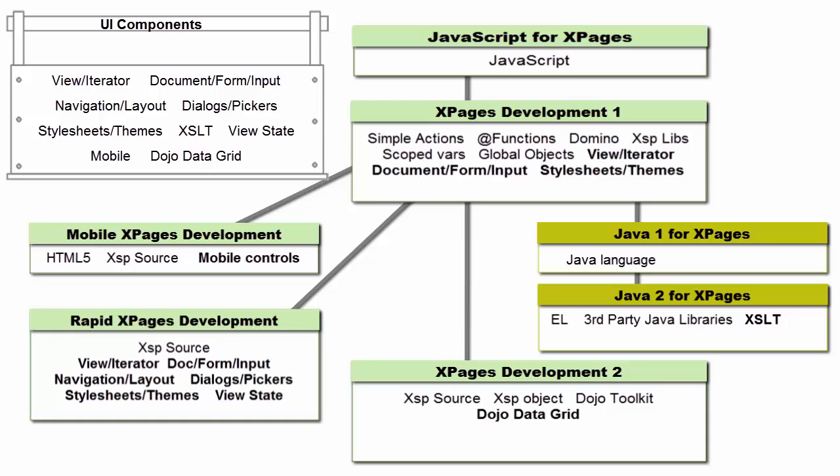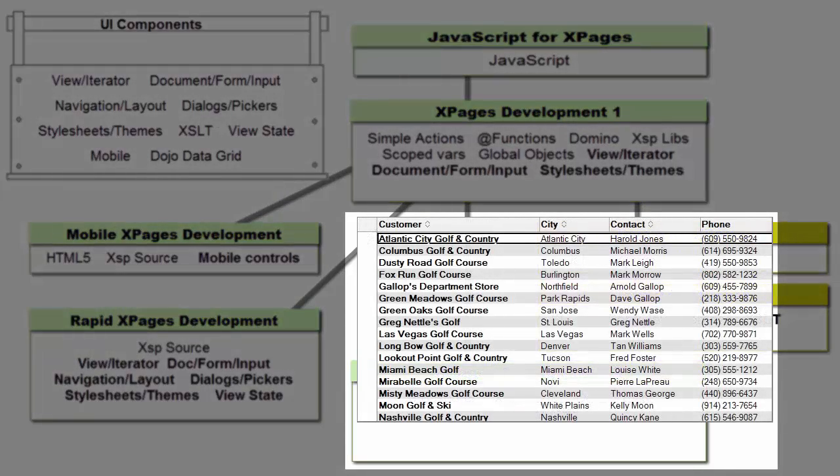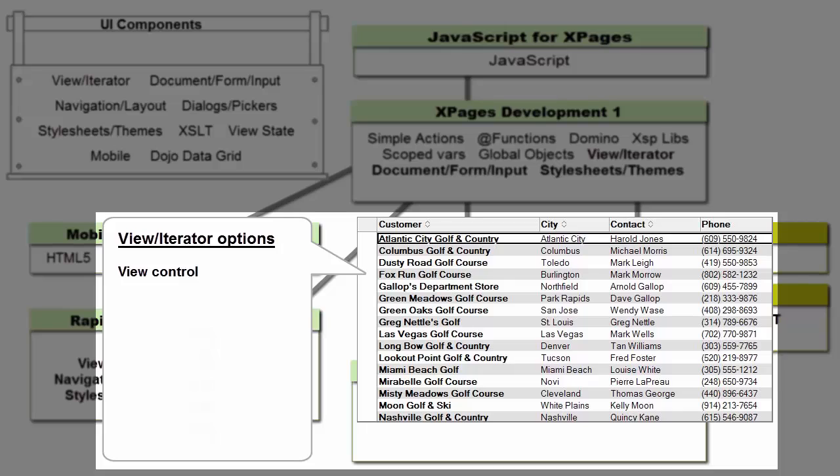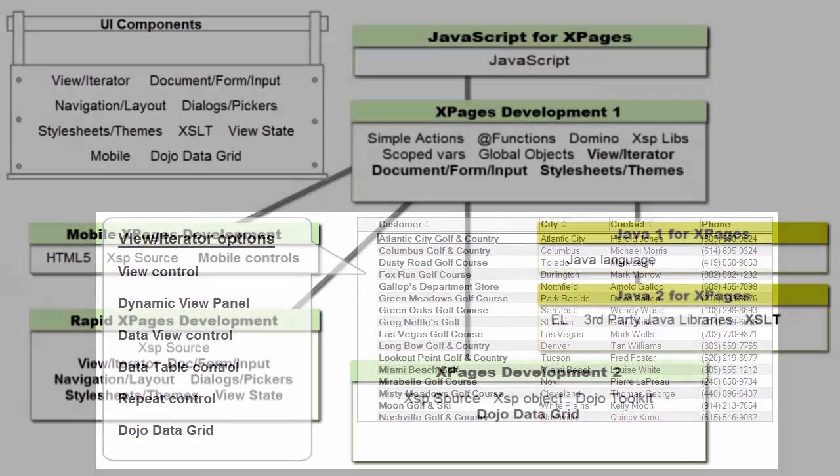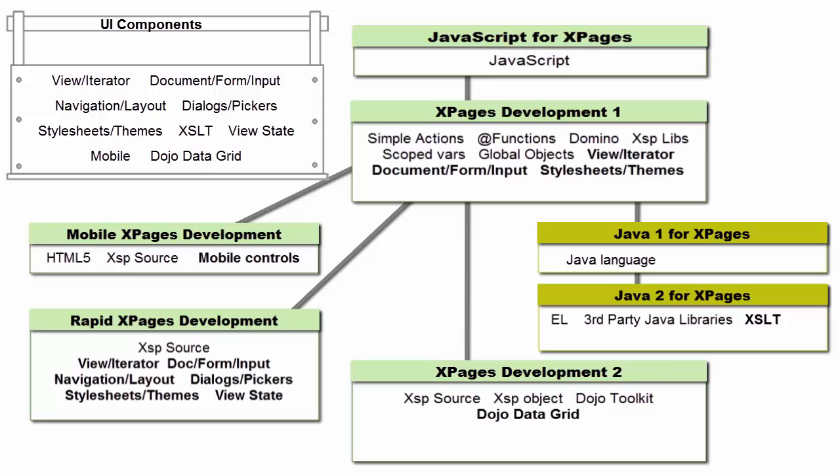So if the UI task is to display a Domino view, for my specific application, should I be using the view control or a dynamic view panel control or a data view control or a data table or a repeat control or a Dojo data grid? So back to our toolbox analogy and the desire to use the right tool for the right job, you will certainly develop a better user interface and user experience when you do have a good understanding of all of the UI tools and how they work and differ.